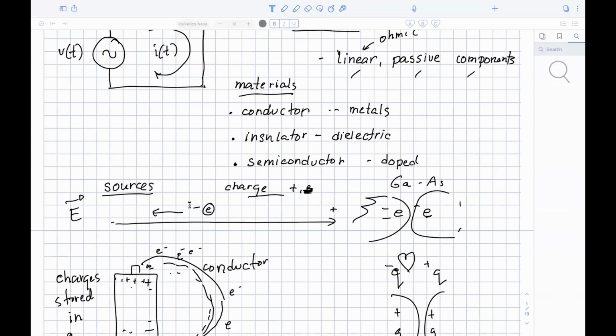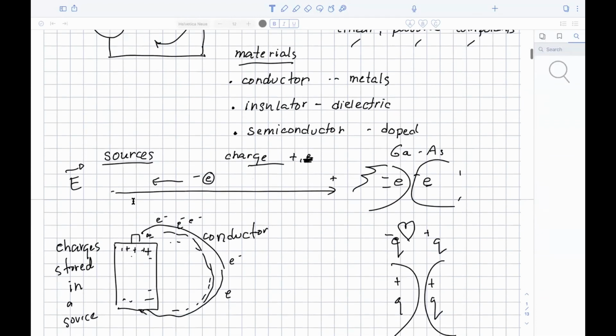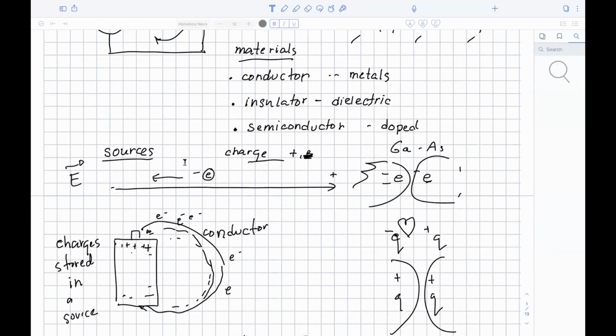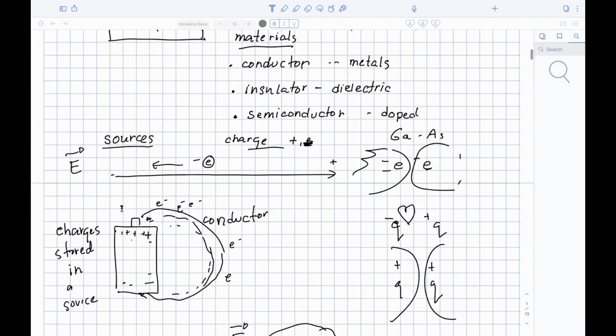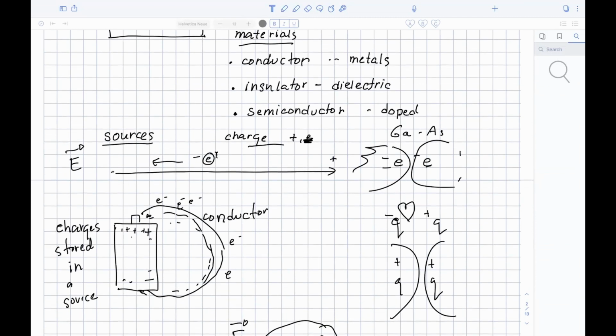So, for example, the sources can be an electric field or a battery. The electric field influences the movement of the charge carriers, right? In this case, when you say current, actually the electrons are going in the opposite direction. That's just our convention, guys. The accepted convention is from the positive terminal of the battery to the negative. That's the direction of current by convention.